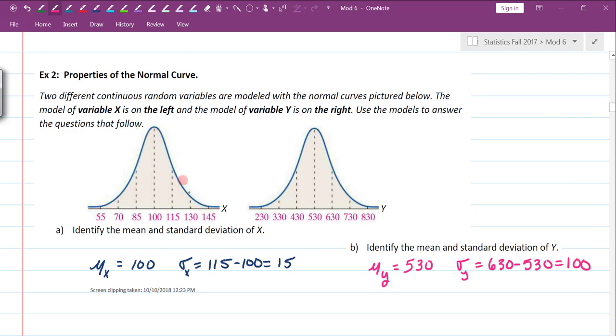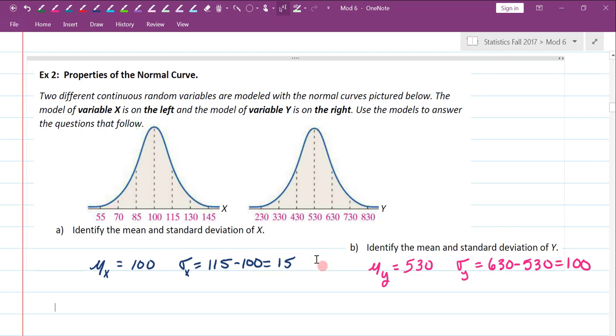So here we have 2 different distributions. They're both symmetrical, normal distributions, but we have a mean on x of 100 and a mean of y of 530. The standard deviation for x is 15. The standard deviation for y is 100. So that tells us that the data in x is much more closely clustered around the mean than over here on y, because the data is more dispersed. Okay, question C, which variable has more dispersion and why, we just answered.